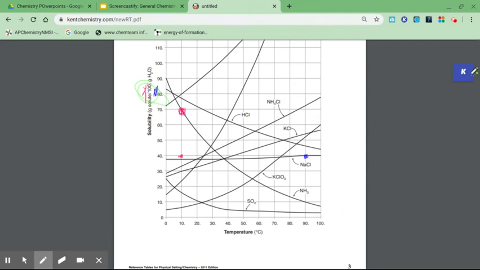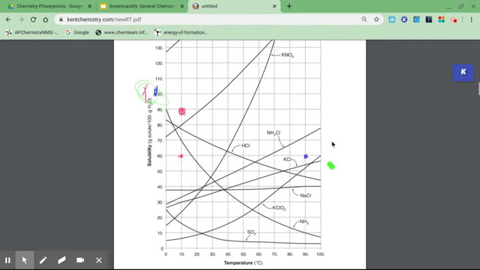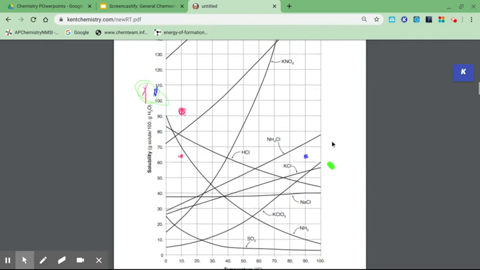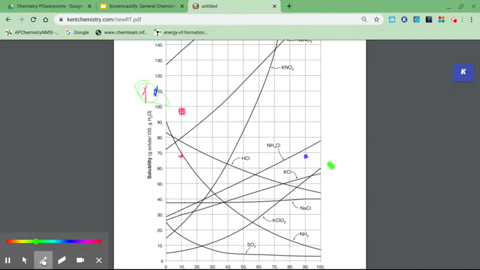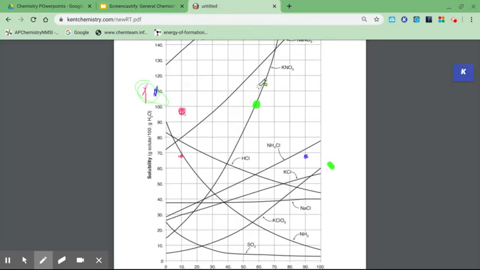My KNO3, let's see here. We don't need the pointer anymore. There we go. So I'm going to raise my KNO3. It's right there. And we're supposed to be at 58 degrees. So at 58 degrees, I'm going to slide my pointer up to KNO3. And that is where my point is. Now, that would make it saturated. But notice the question said 110 grams. 110 grams is right there.